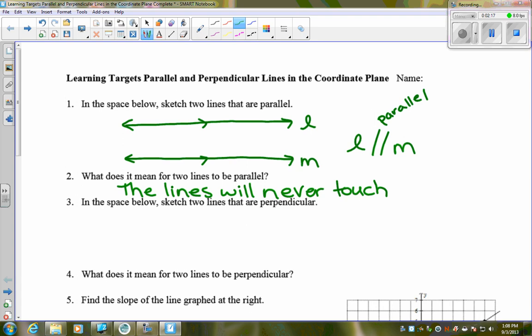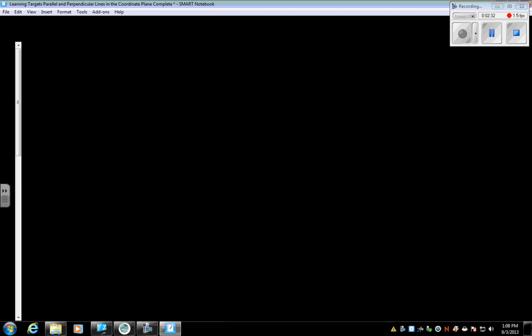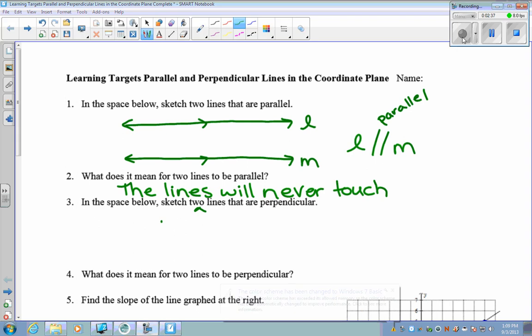All right, our next question asks us to sketch 2 lines that are perpendicular. Okay, perpendicular lines do cross each other, and there actually is something special about it. They cross each other and form a 90-degree angle. Sorry about that. My screen went blank for a second. Okay, so I have 2 lines. We can label them anything we want. I'm going to label them Q and R.